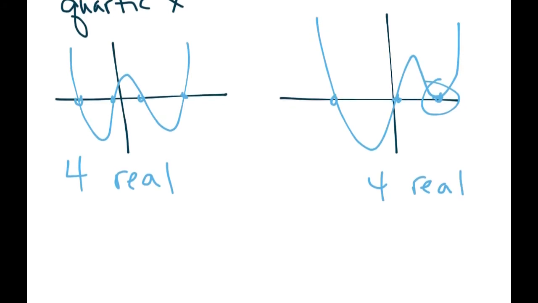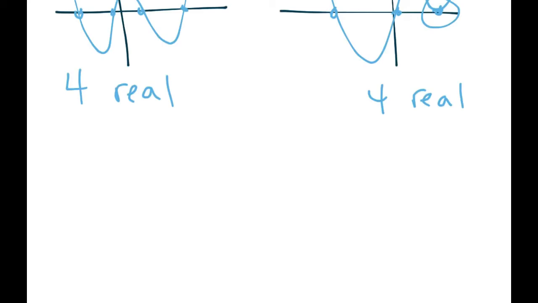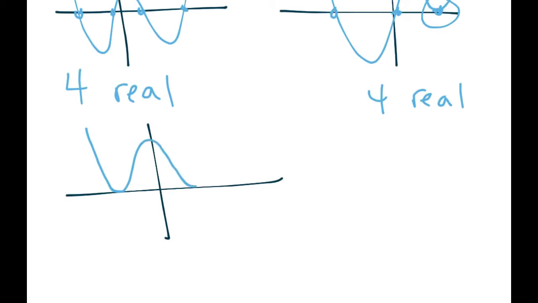Now let me show you what happens if it only hits twice. And I'm going to keep using the M shape just because I like that one. What if I do that? It only hits the x-axis twice. But look, they're both multiplicity 2, so it's still 4 real solutions.